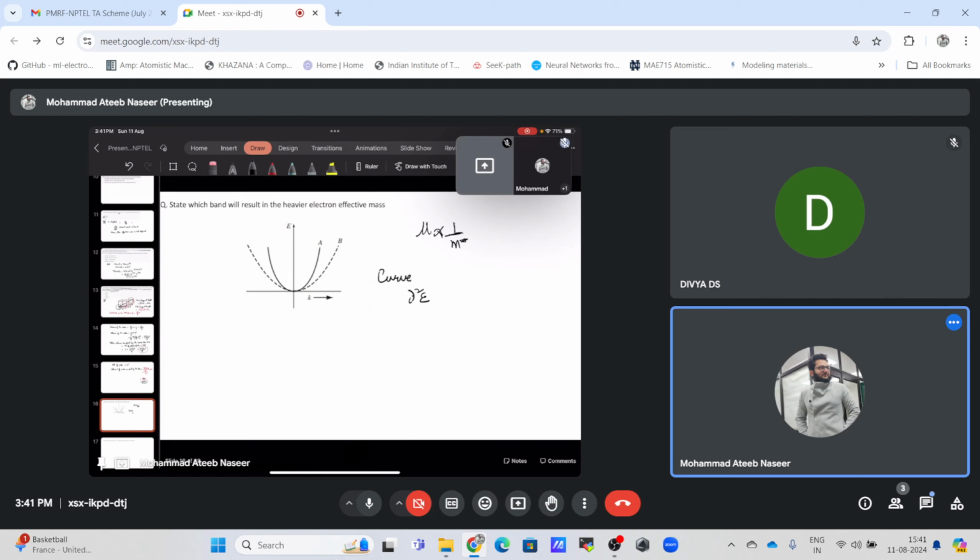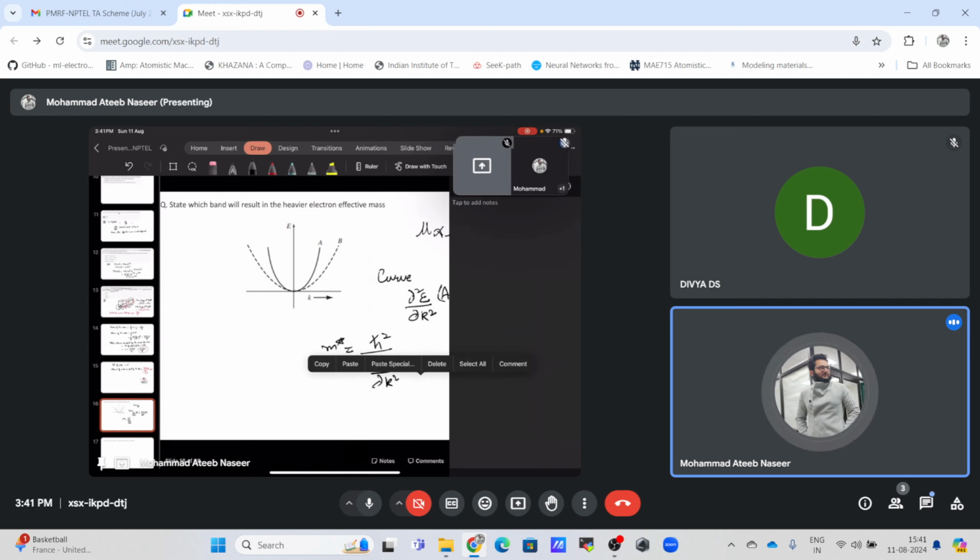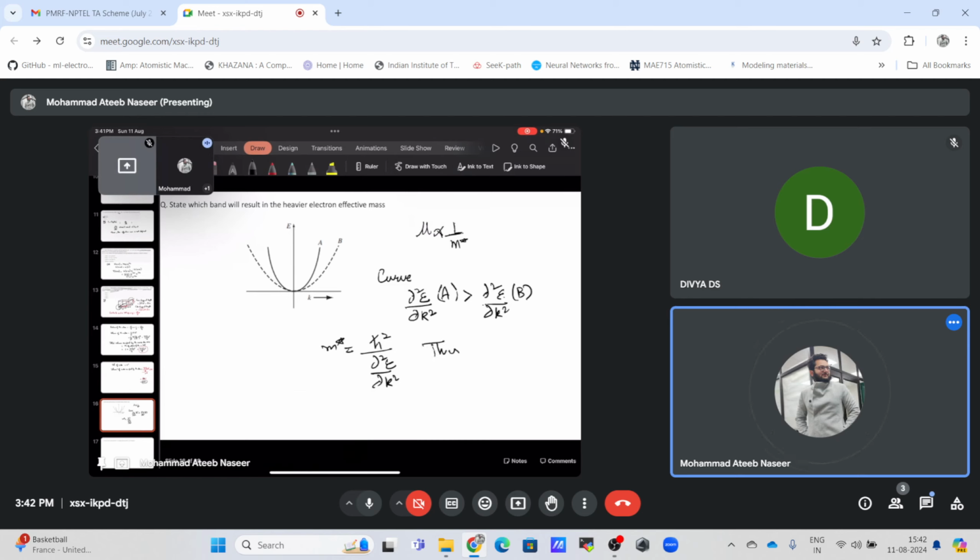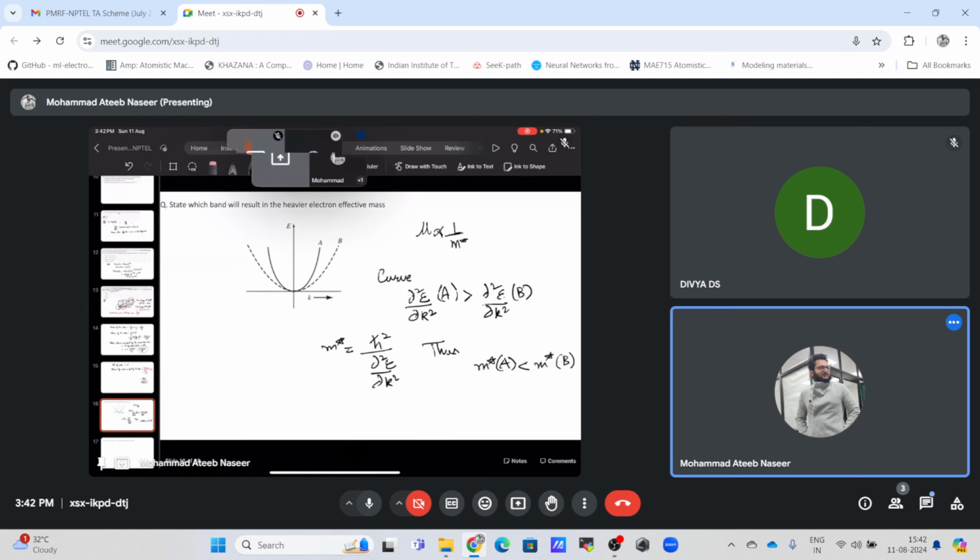So basically we have to look into the curvatures of these curves, and from this we can clearly deduce that the curvature of A is more than the curvature of B. Since the effective mass is given by h bar square by d square E by dk square, thus m star of A will be less than m star of B. And as rightly pointed out, energy band B will have the heavier effective mass as compared to the energy band A.